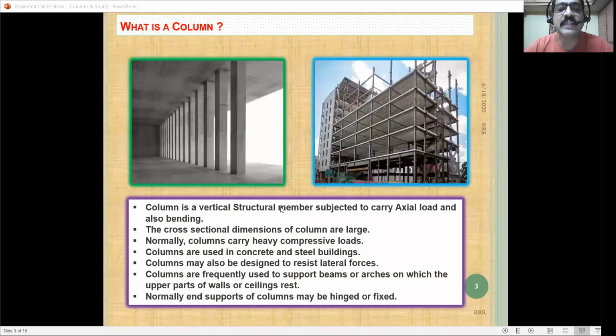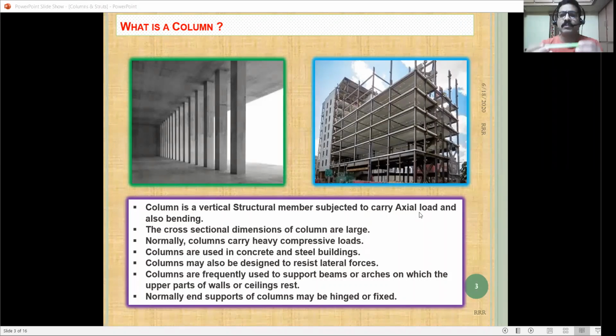Okay, structural member. Everybody knows what a structural member is. A structural member is nothing but a member having some loading acting on it; that we call a structural member. Again, carry axial loads. I think I have explained this in the class, maybe with other topics. Axial load is nothing but, suppose there is a member.